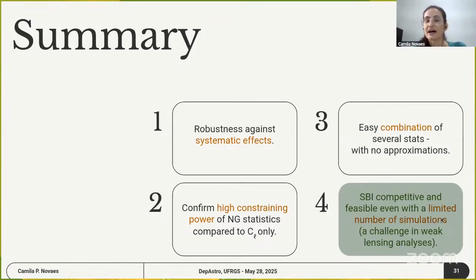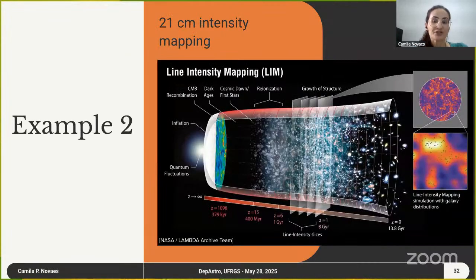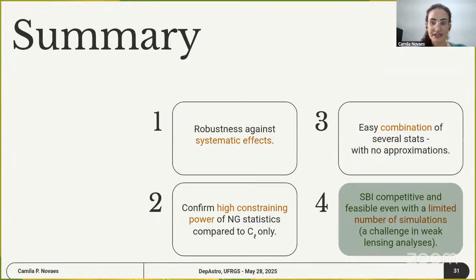What I mean here is that this pipeline will work better when you have many simulations. And for weak lensing, simulations are usually very expensive. So even using just 100 different values of the cosmological parameters and just 50 realizations for each different value, we could achieve and estimate very well the cosmological parameters. Okay, so this was my last slide for this first example.